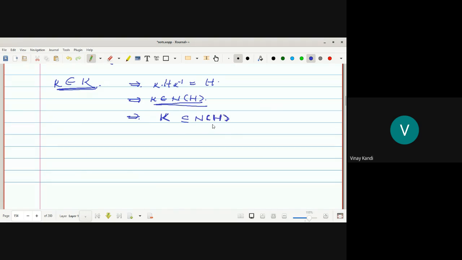Hence K is contained in the normalizer of H. That means this normalizer of H is the largest subgroup of G in which H is normal.